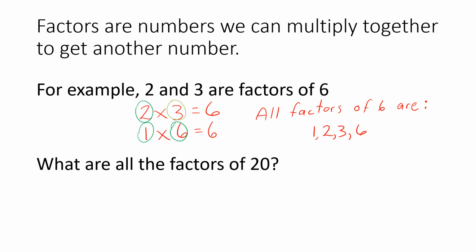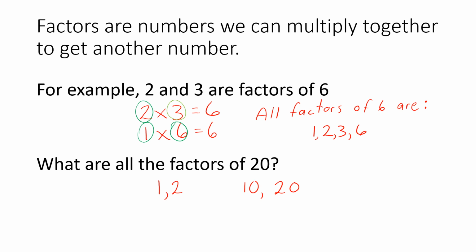So my question to you is, what are all the factors of 20? So all the factors of 20 are, well, 1. 1 is a factor of all numbers. Also 2. And I say, if it's a factor, it has a buddy. So let's go back to 1. If 1 is a factor, what is its buddy? 1 times what number is 20? Well, 1 times 20. So 1 and 20 are both factors of 20. What's another number? 2. 2 times 10 is 20.